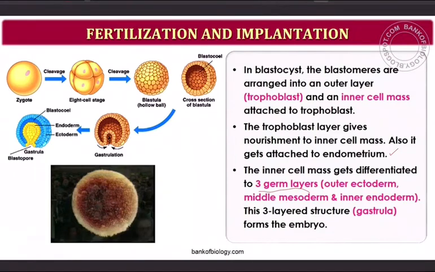Remember, in 11th class we classified the animals based on how many layers are present during the embryonic stage. Remember, we said monoblastic, diploblastic and triploblastic animals. So we are having 3 germ layers: outer ectoderm, middle mesoderm and inner endoderm. As you are seeing here, ectoderm, mesoderm, and endoderm. So 3 layers are there, and that is the reason why we are called triploblastic animals. And this 3-layered structure called gastrula forms the embryo.